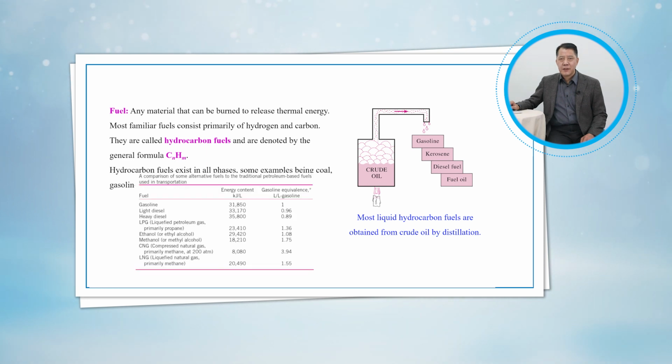A comparison of some alternative fuels for transportation to gasoline is given in the table. Note that the energy content of alternative fuels per unit volume is lower than that of gasoline or diesel fuel, and thus the driving range of a vehicle on a full tank is lower when it is running on an alternative fuel. The oxidizer most often used in combustion processes is air.